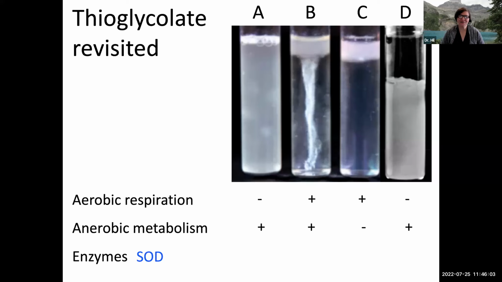Great. So remember that I told you that if you live in oxygen, whether you use oxygen in aerobic respiration or you don't, if you're able to be alive when oxygen's around, then you definitely have superoxide dismutase. So those of you who said ABC are correct. And what we know for sure is this guy doesn't, because he's dead.